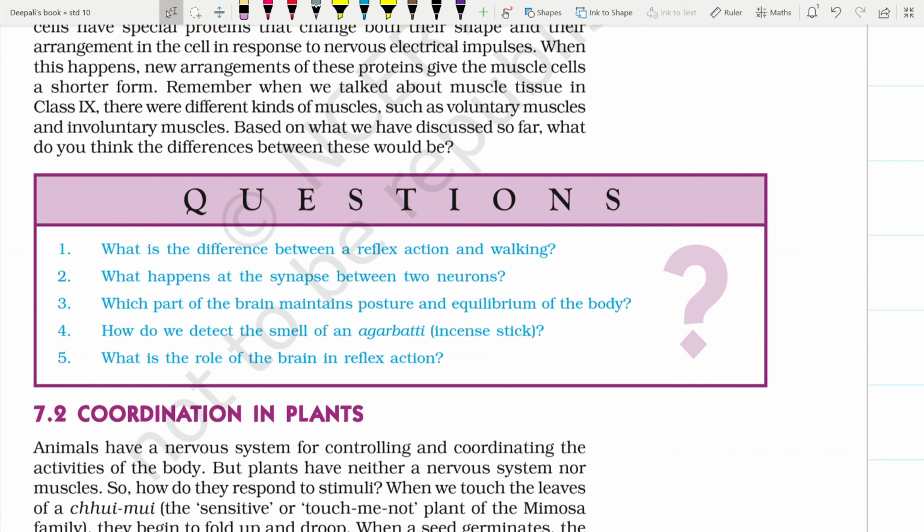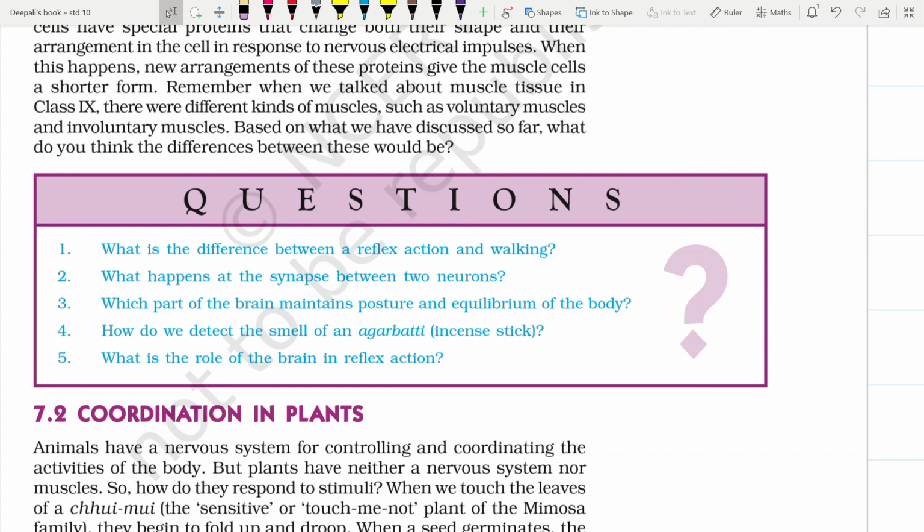When a nerve impulse reaches the muscle, the fiber moves and the movement at the cellular level begins. Muscle cells will move by changing their shape so that they shorten. Muscle cells have specialized proteins that change both their shape and their arrangement in the cell in response to nervous electrical impulse. Thus, muscle tissue brings about movement. This is how the nervous system with spinal cord and the brain works.